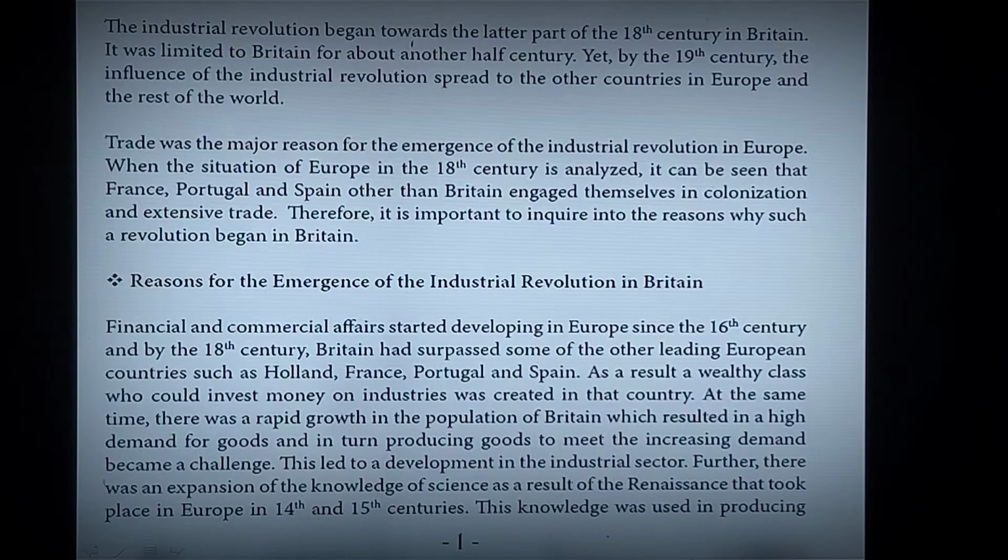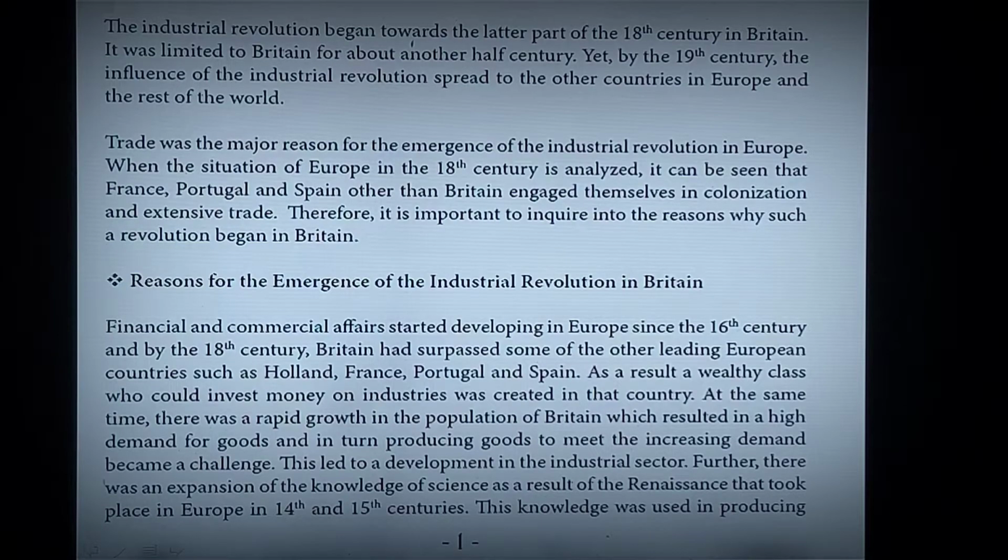Reasons for the emergence of the Industrial Revolution. Financial and commercial affairs started developing in Europe between the 16th century and the 18th century. Britain surpassed some of the other leading European countries such as Holland, France, Portugal and Spain. As a result, a wealthy class who could invest money in industries was created in that country. At the same time, there was rapid growth in the population of Britain, which resulted in high demand for goods, and in turn producing goods to meet the increasing demand became a challenge. This led to the development of the industrial sector.